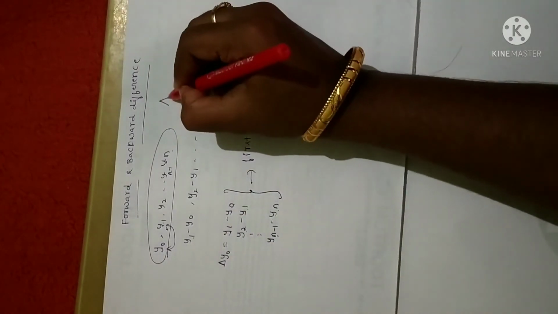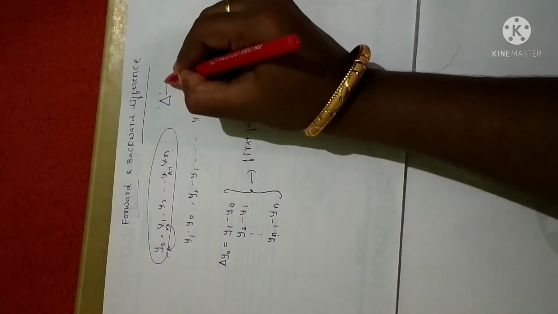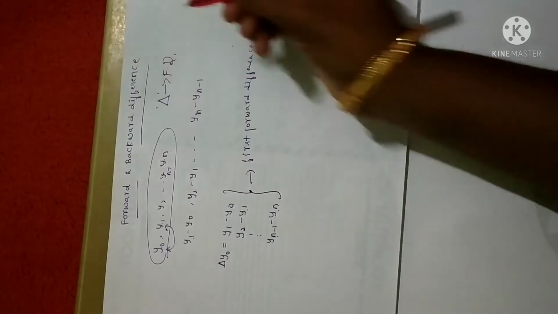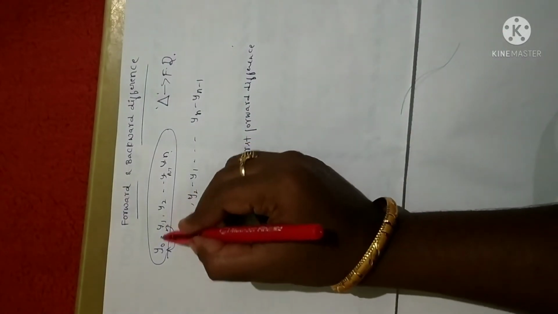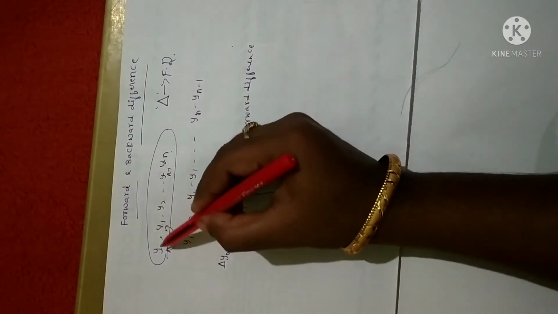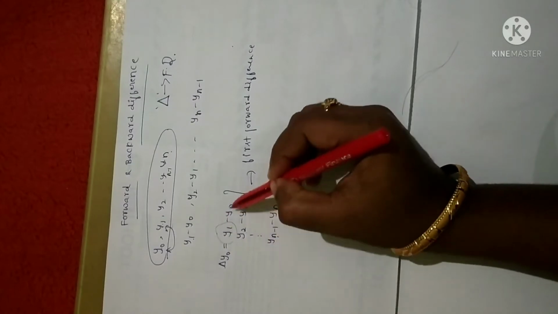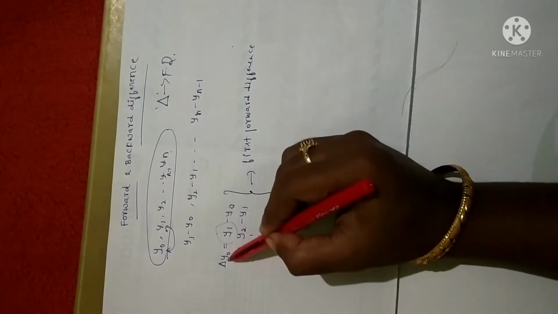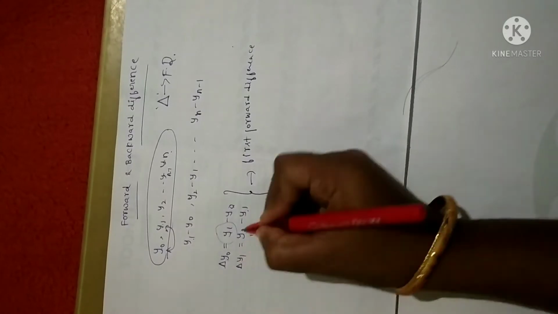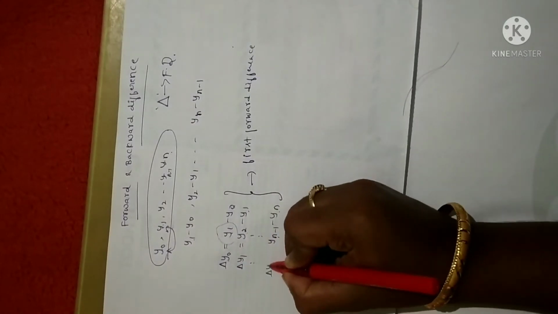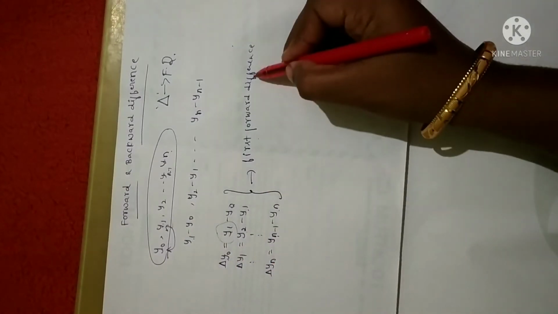Forward difference is denoted by an operator delta. So this symbol is called delta. It is used to represent forward difference. Am I clear? Now, y1 minus y0, since we are subtracting the smallest number from the highest number, first we write the highest number followed by the smallest number. So it is represented by delta y0. Similarly, the second one is represented by delta y1. If you continue the same, you will get delta yn. Such kind of difference is called the first forward difference.